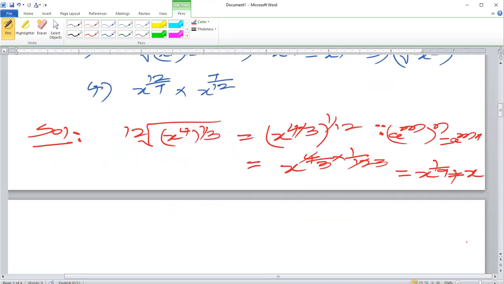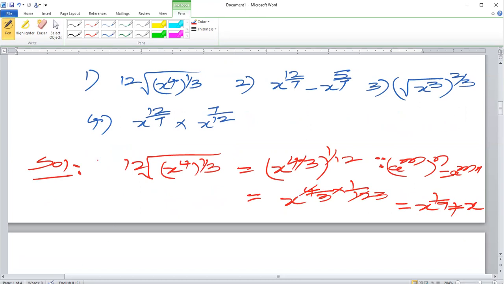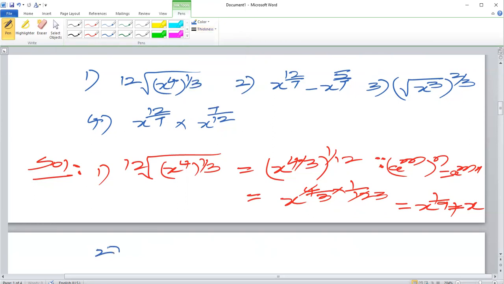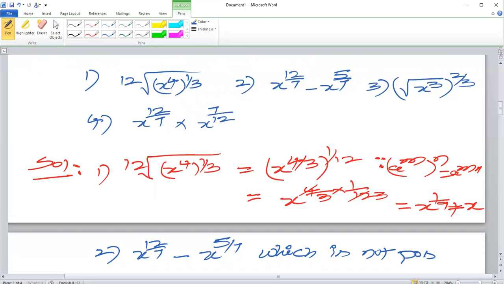If you come to the second option, this was the first option, right? The second option we have here is x to the power of 12 by 7 minus x power 5 by 7. So which is not possible. We cannot simplify these type of subtractions. So that's why which is not possible.